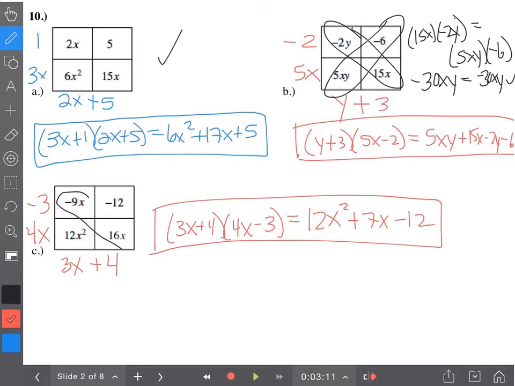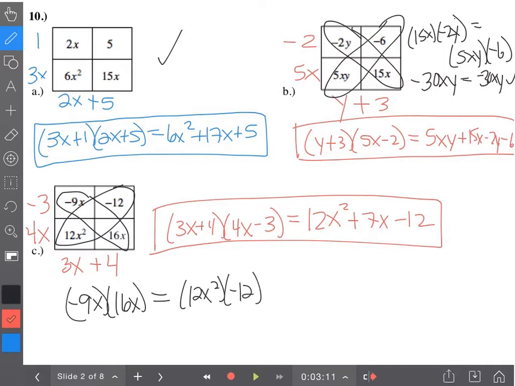Let's try letter C. So the left diagonal is -9x times 16x. Checking to see, does that equal 12x squared times -12? Well, we get -144x squared, because -9 times 16 is -144. x times x is x squared. -12 times 12 is -144, and then we have our x squared. So it checks for that one as well.